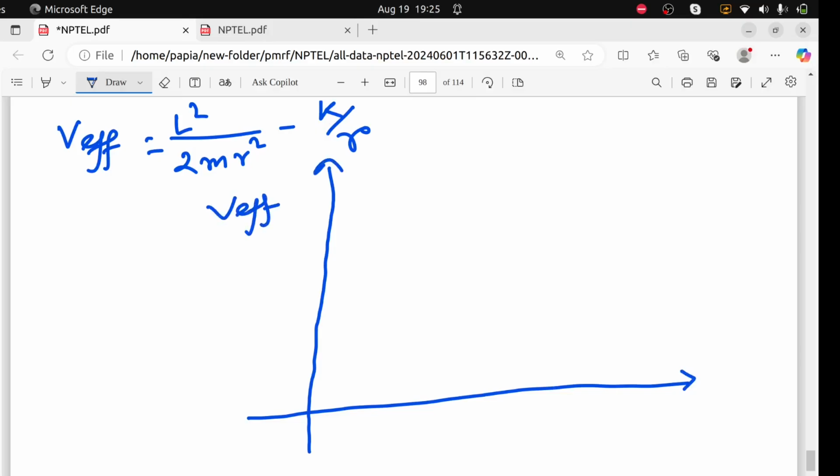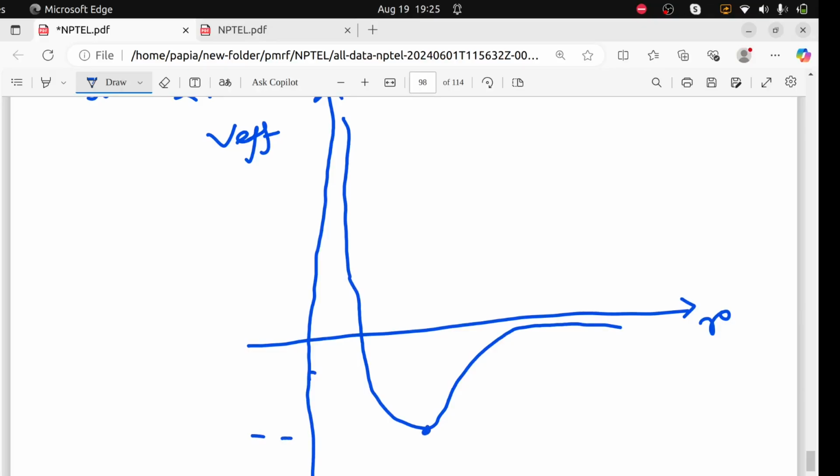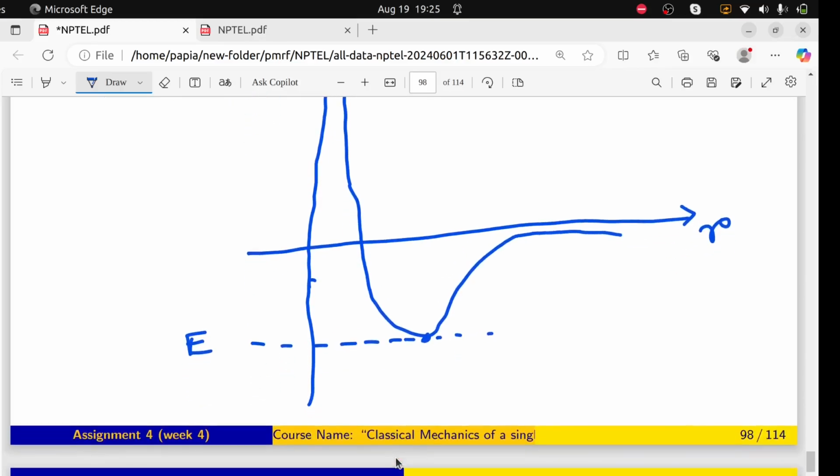V effective, here it is R. You can see that this type of plots are there. So at this point I can see the potential is giving the minimum value. So let's say it is E. So at this point we will have the minimum potential.